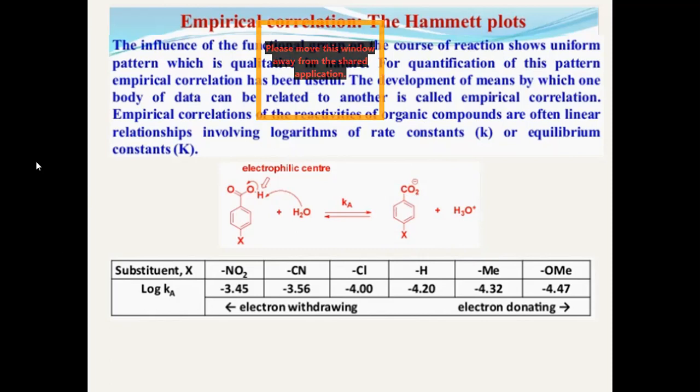So the Ka value varies depending on X. This Ka value depends on X. Is it a direct relationship or indirect relationship? See, why direct? If X is electron withdrawing, then K is higher. And how much withdrawing? Nitro is strong, quantitative and qualitative.